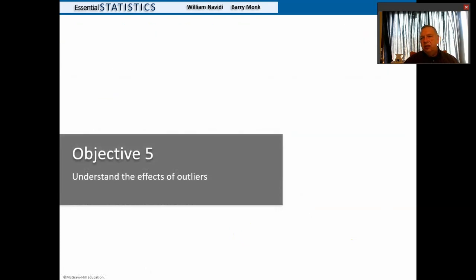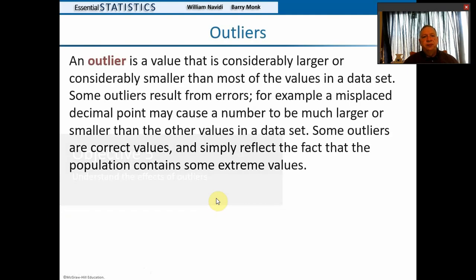So what about outliers? Again, we're looking at a particular data point: is that within the reasonable values of what we're expecting, or is this something out of the ordinary? That's the outliers, okay? An outlier is a value that is considerably larger or considerably smaller than most other values in a data set. Some outliers result from errors.